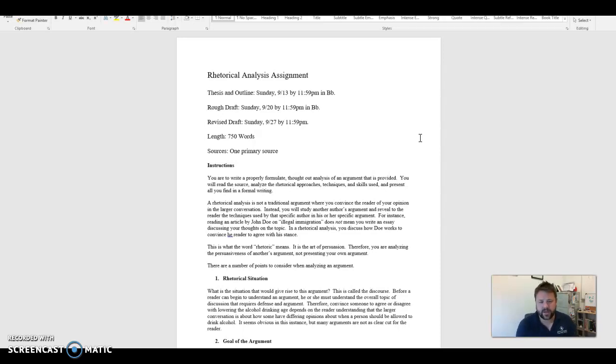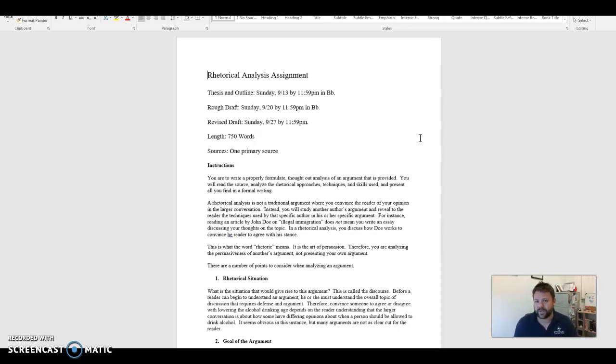So for this one, everything, as you'll notice, will always be due by 11:59 on a Sunday night. Your thesis and your outline will be due on the 13th of September. I'll have a template for you to fill in. You just fill in the template, I will give comments and send it back to you. Then your rough drafts will come in.